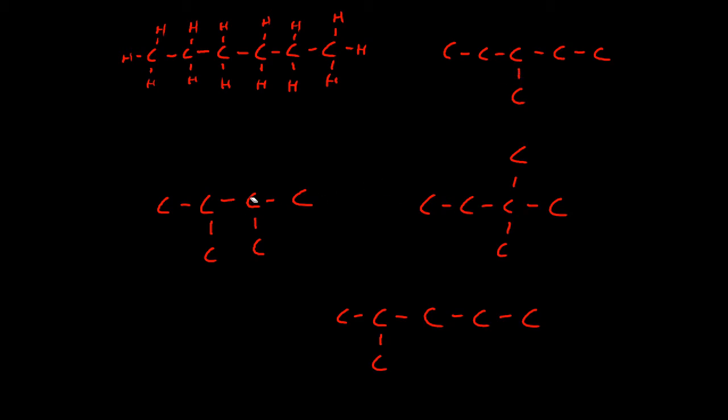And then for these last two here, we have 4 carbons in a row where we have a carbon on each of the middle ones, and then both of the carbons on one of the middle ones. And so those are the 5 possible isomers of hexane.